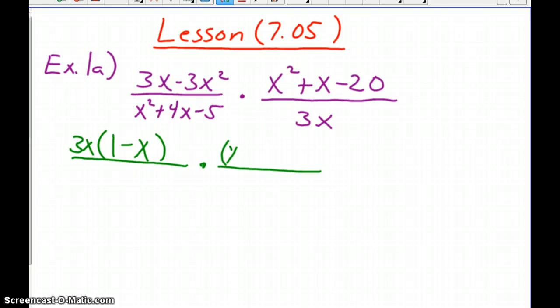Okay. Very good. So it's x plus 5 and x minus 4. Right. That's right. We'll get to that in a second. Okay. All right. Now look at the lower right one. Can you factor that? It's a monomial. You can't factor it.